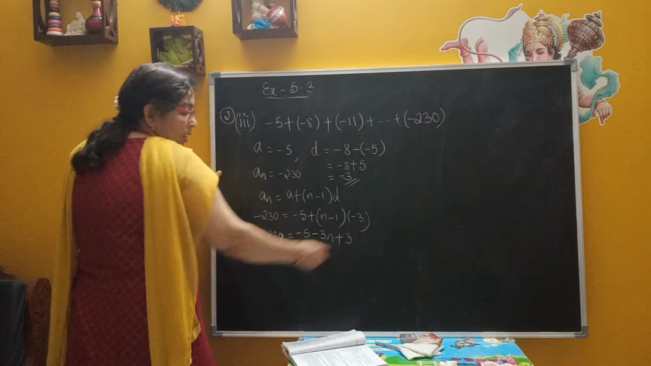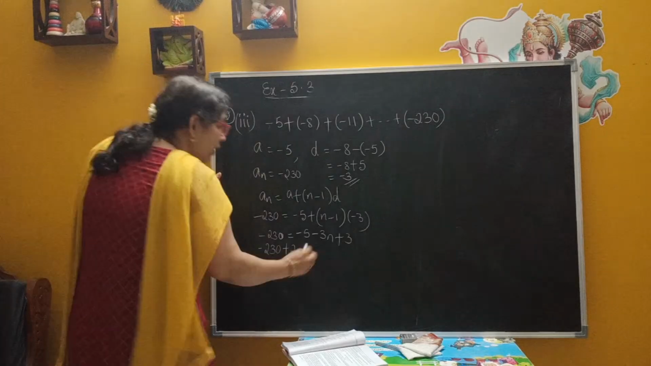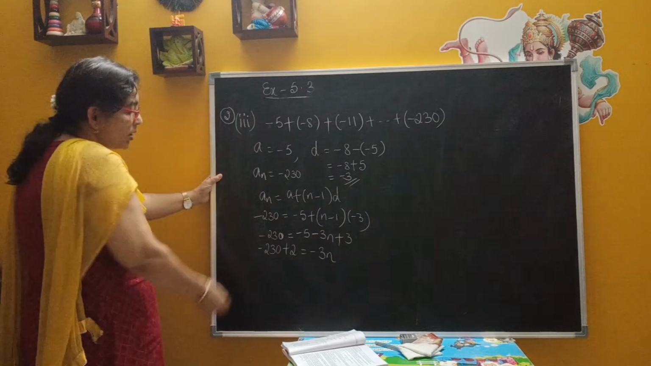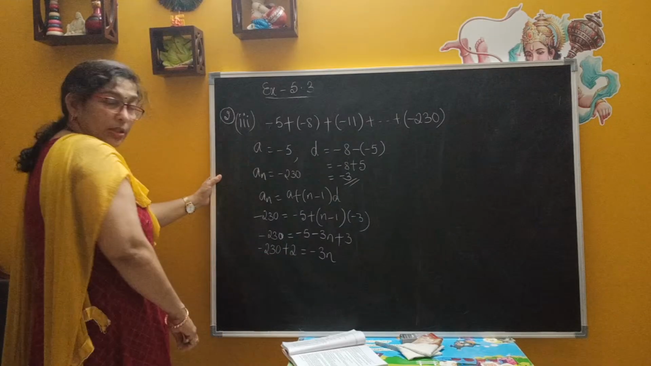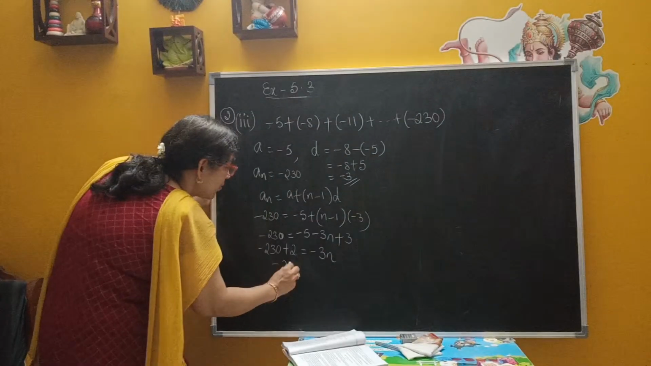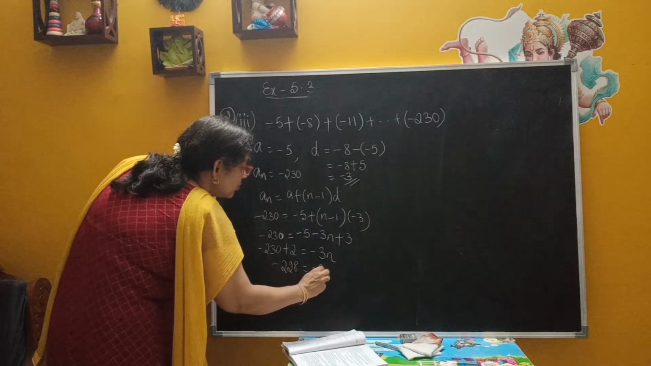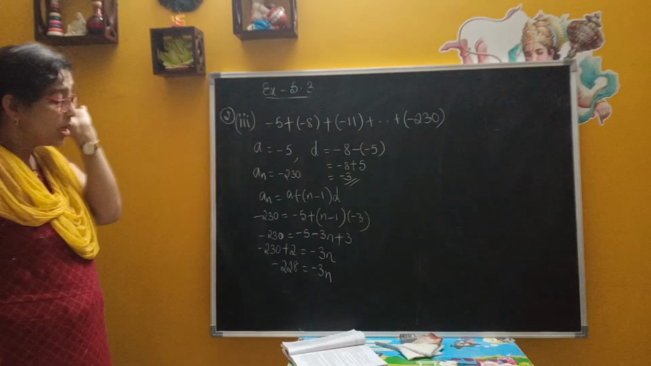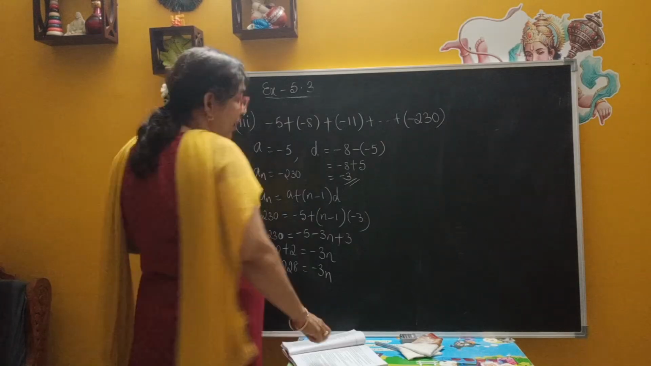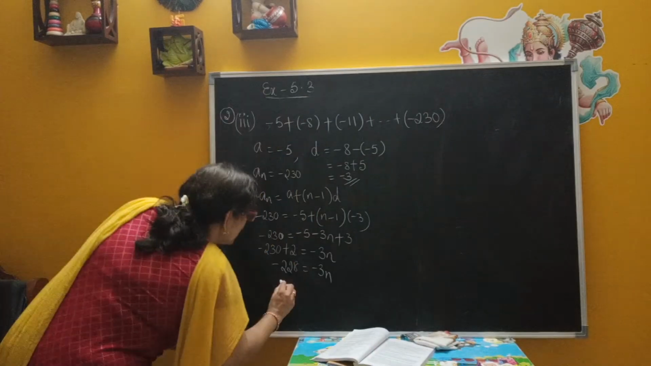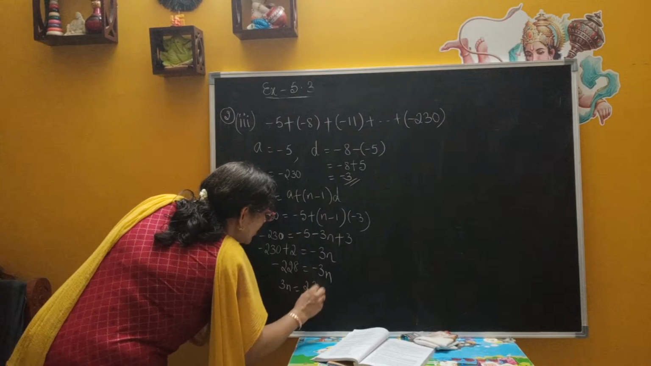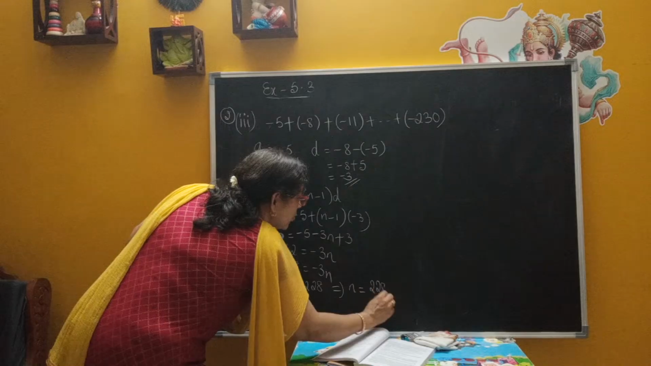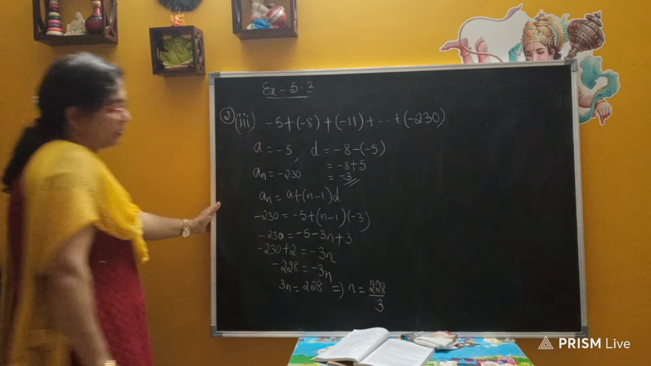Here it is minus 3n. Okay, so minus 230 plus 2, what do we get? It is minus 228 is equal to minus 3n. Both the sides we have negative sign, so they get cancelled. We get 3n is equal to 228. Okay, so 3n is equal to 228. This implies n is equal to 228 by 3.